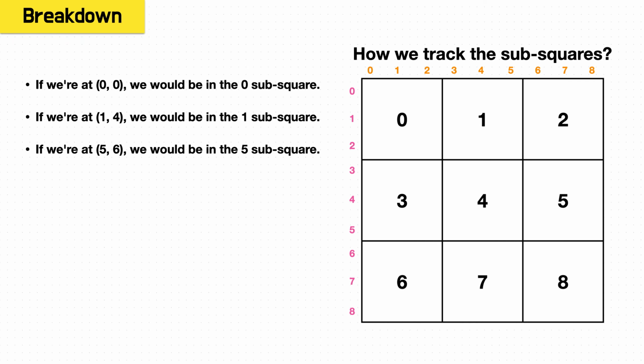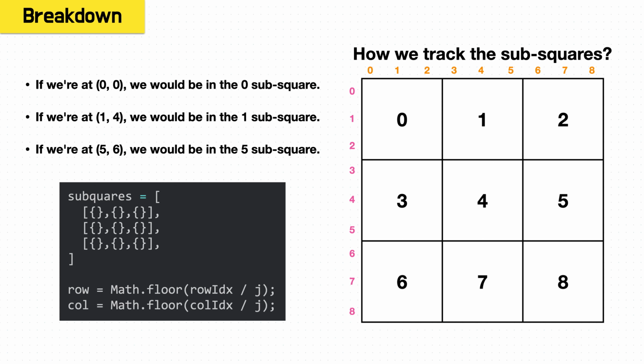So let's look at some possibilities to gain some intuition. If you're at point 0, 0, you're in the 0 subsquare. If you're at point 1, 4, you're in the 1 subsquare. If you're at point 5, 6, you're in the 5 subsquare.